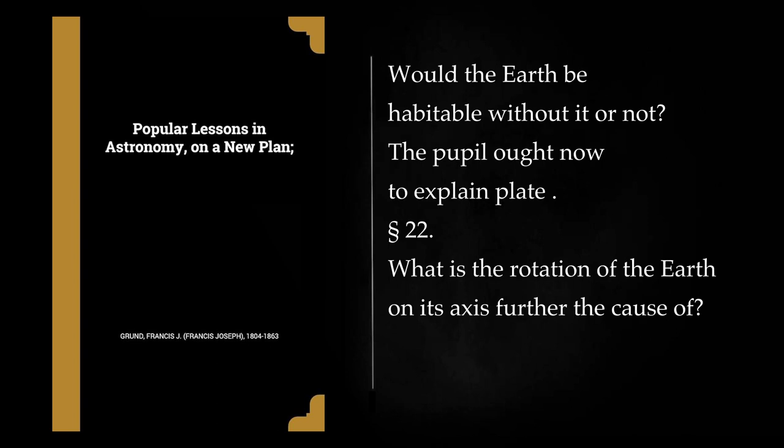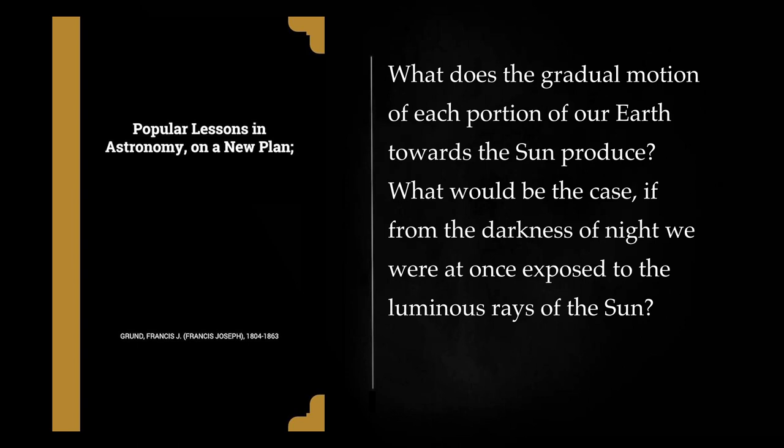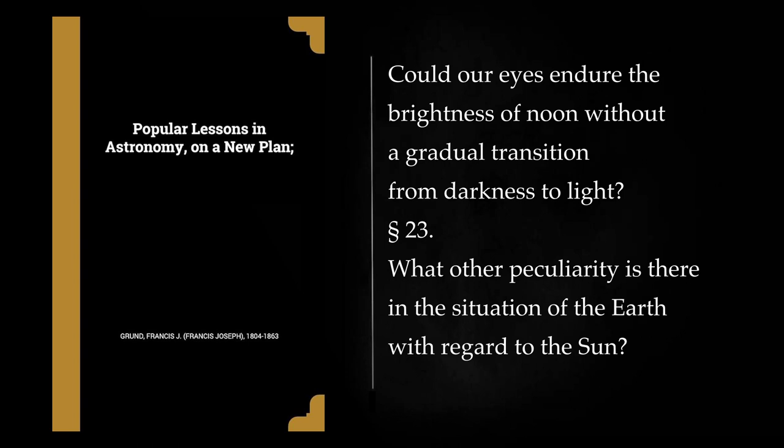Section 22. What is the rotation of the Earth on its axis further the cause of? What does the gradual motion of each portion of our Earth towards the Sun produce? What would be the case, if from the darkness of night we were at once exposed to the luminous rays of the Sun? Could our eyes endure the brightness of noon without a gradual transition from darkness to light?